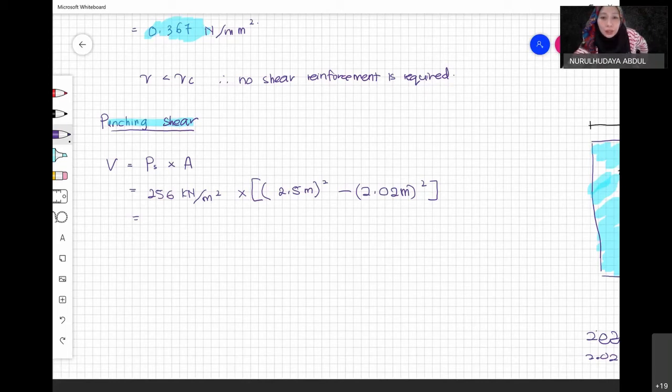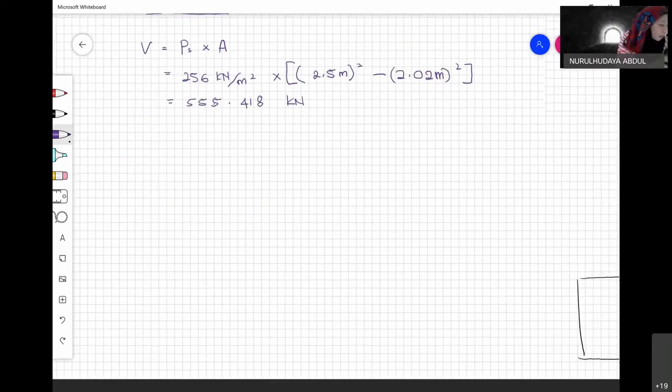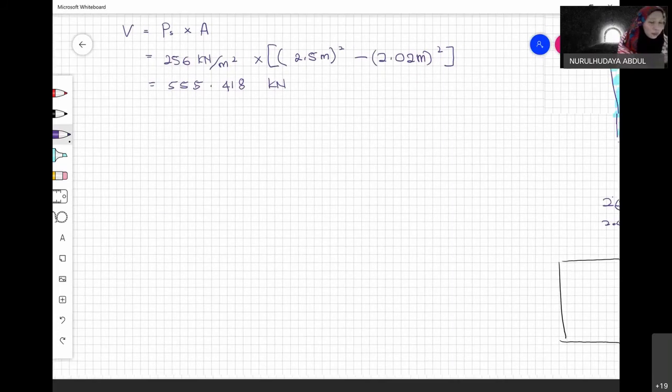555.4176. Okay, 555.418 lah, kan? 418. You nak buat 4176 pun boleh. Jangan kurang daripada 3 decimal places. So kita dapat, this is in kilonewton.